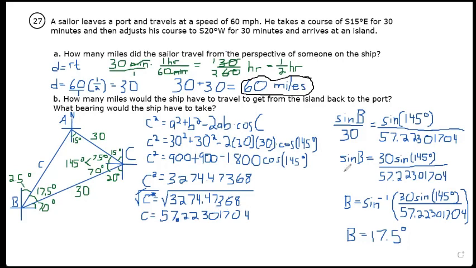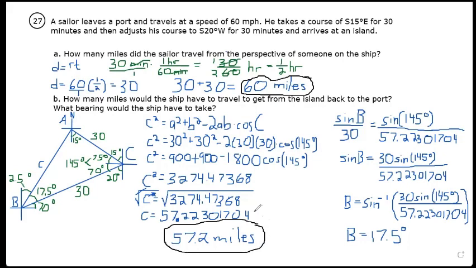57.22301704 approximately. All right, so that is actually what we're looking for when it comes to the number of miles the ship will have to take to get from the island back to the port. If we want to, we can go ahead and just write that out. So that's like 57.2 miles approximately. Okay, and that is the answer to the first question of this particular part.